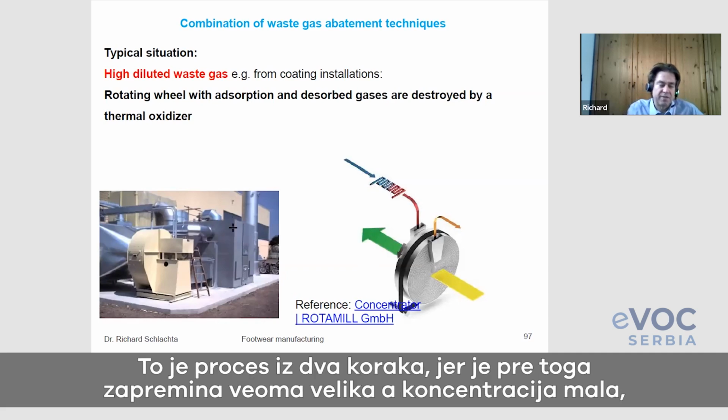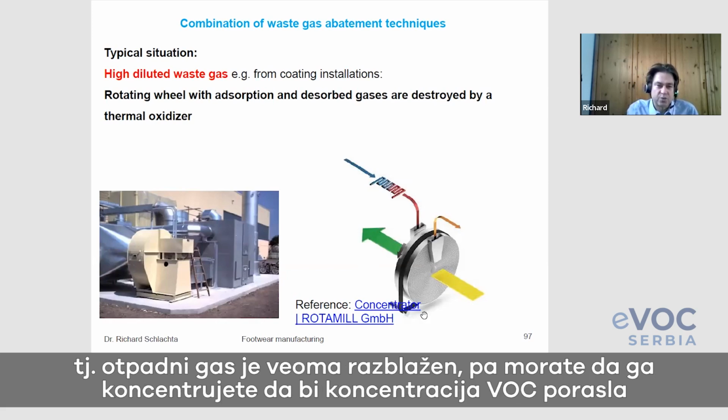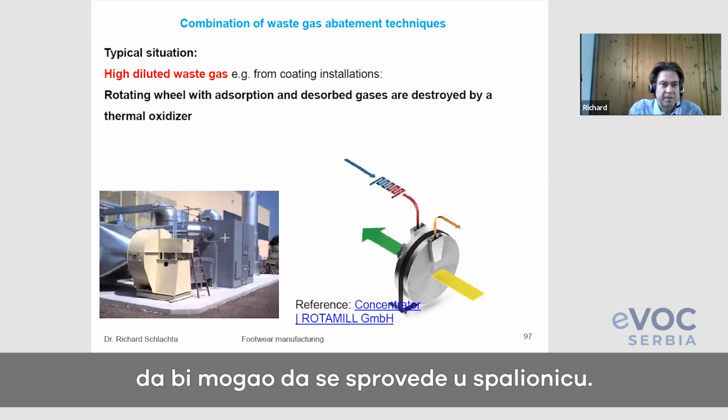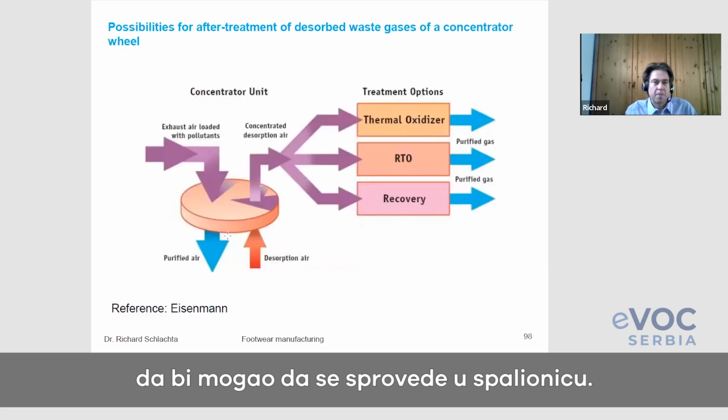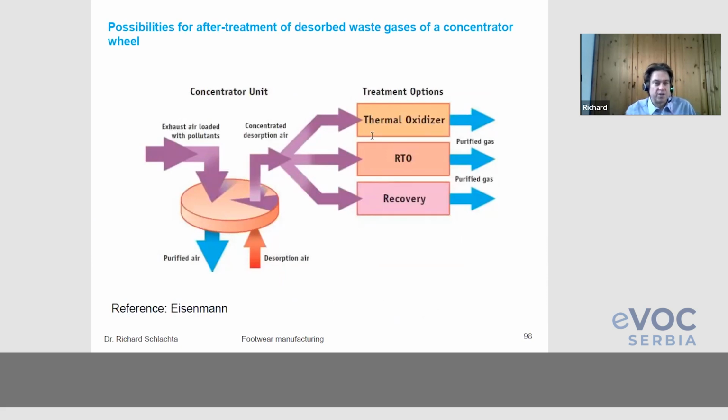So you have a two-step process. The reason is that the waste gas volume here may be very large and you have a high dilution. The idea is to concentrate the VOC concentration so that something like a thermal oxidizer is applicable. So that is maybe the idea of how it works.